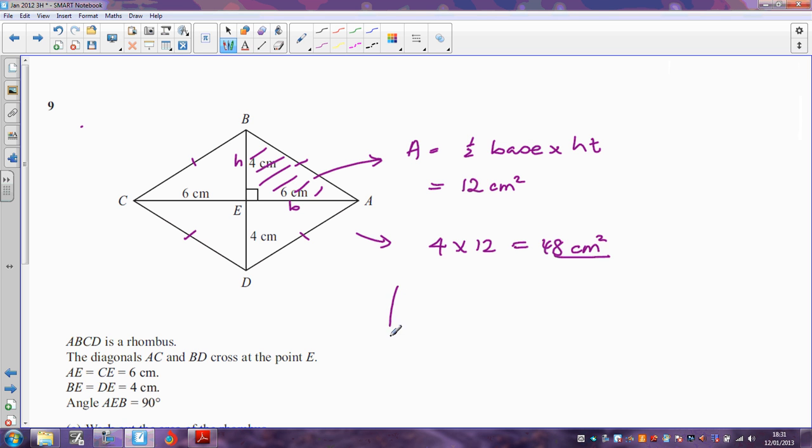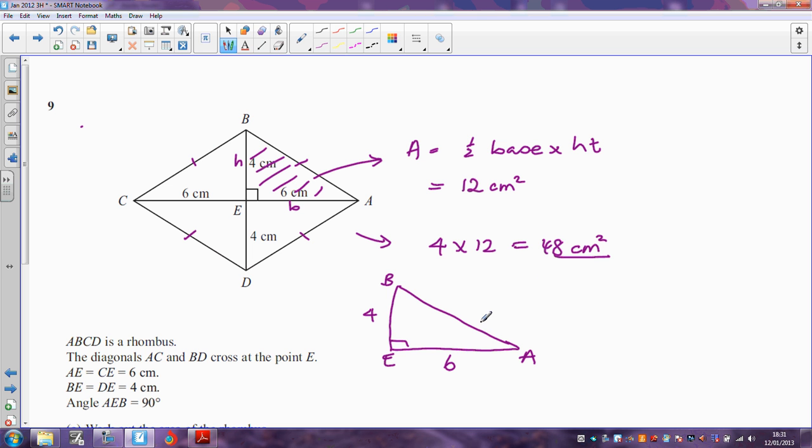The second part of the question asks me to find the length of AB. And again, I'm going to use just one triangle here to make my life a little bit easier. So I'm just going to draw it again. This is triangle BEA. This is the length that we're trying to find. I know that this is 4 centimeters and this is 6 centimeters. So it just becomes a Pythagoras question.